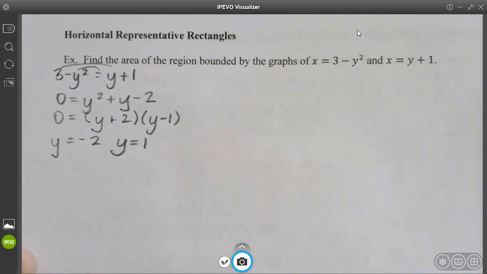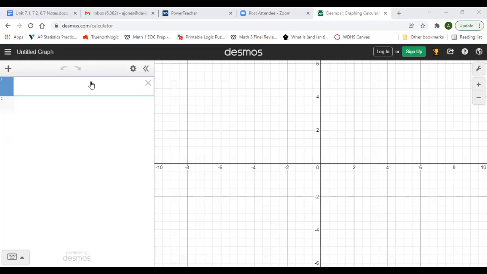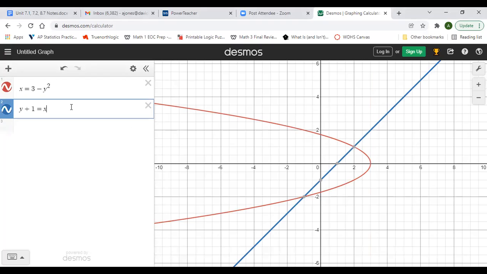All right. What about these graphs? Let me do this for a second. Sorry, everybody that's watching, it went to black screen for a reason. It's not cut off yet. Let me show you guys this real quick. You should know what these look like, but I want to show you anyway. There's x equals 3 minus y squared, and then y plus 1, like this.